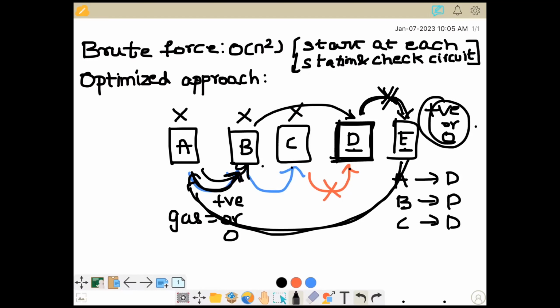Since we know that if the solution is present, we will have a unique solution, it will be either D or E. So if we can go from D to E, it will be D, or else it will be E. So this is the approach. I hope you understood the intuition behind the solution. So let us now code it up.